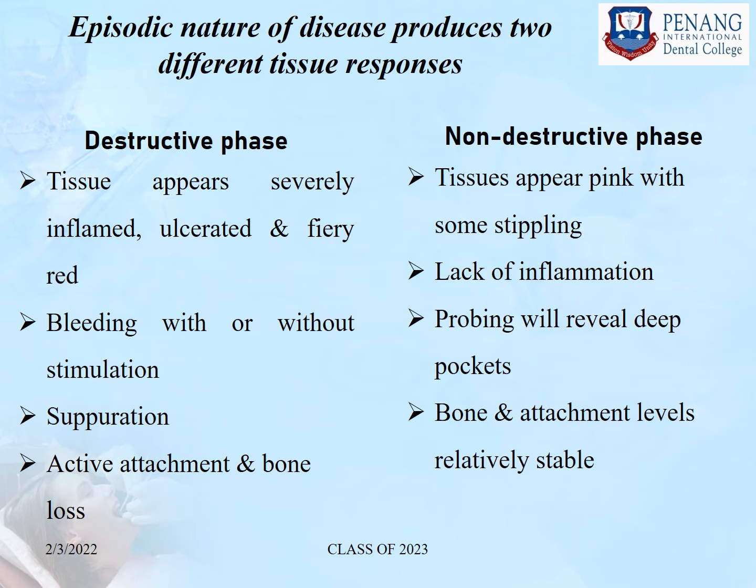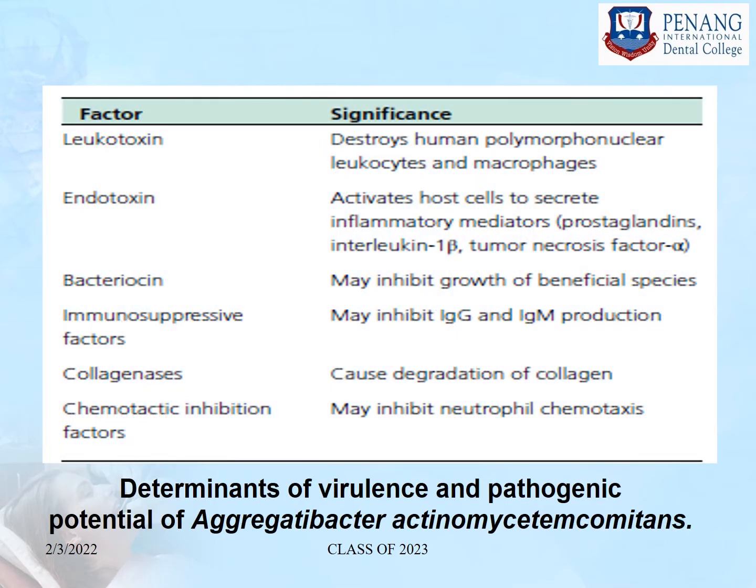Same as in chronic periodontitis where there is an active phase and an inactive phase, in the same way you have a destructive phase wherein the tissues may appear severely inflamed, ulcerated or fiery red, bleeding will be present, suppuration and active bone loss will be present. There could be a non-destructive phase where the tissues are pink, there will be no inflammation and the pockets will be deep, but the tissues would be fine.